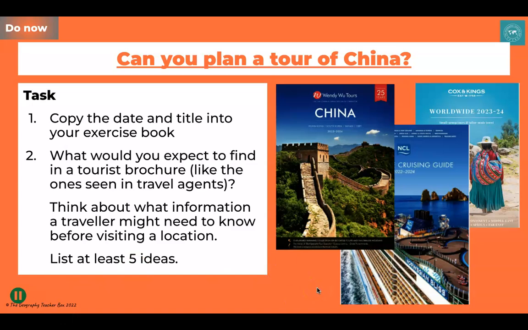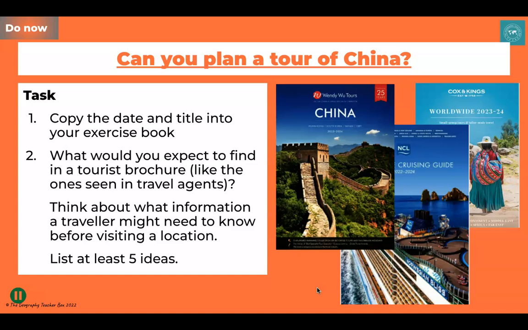So the first thing I'd like to do is to make sure you can write down today's date and title into your notes. So if you've not already done so, make sure you grab yourself a pen and paper and pencil, etc. Okay, let's begin.